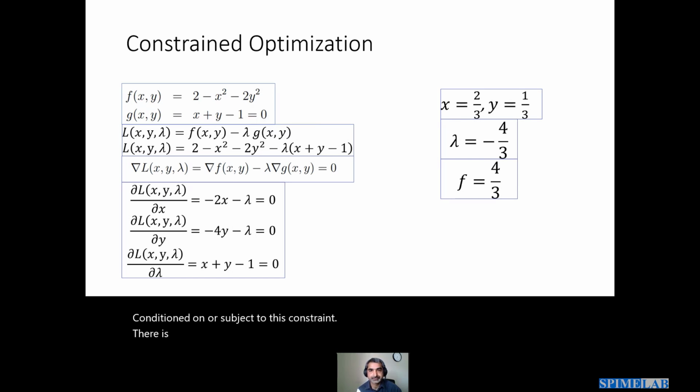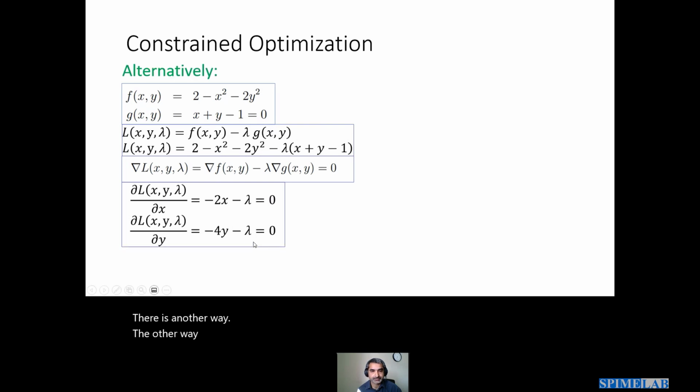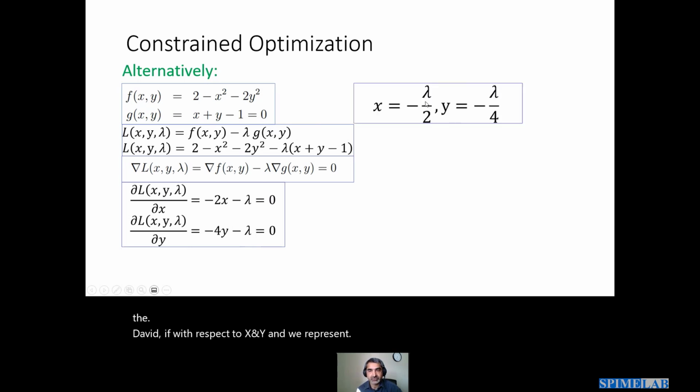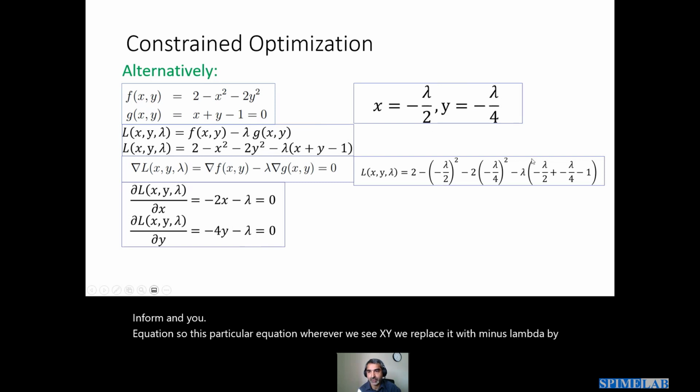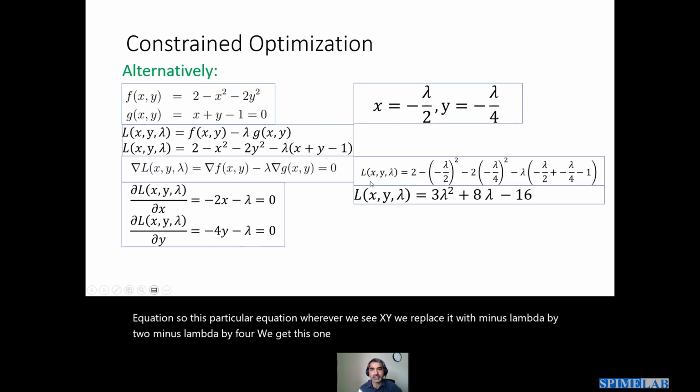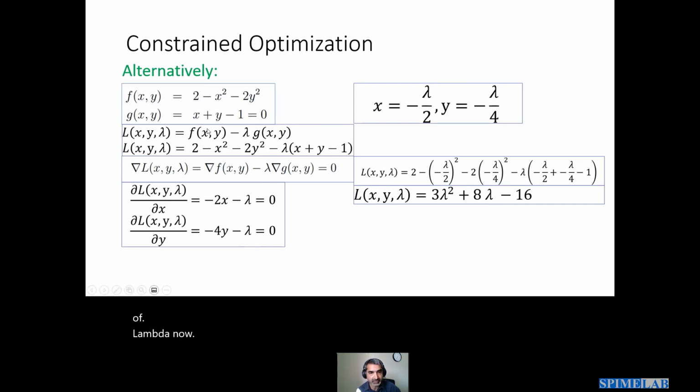There is another way. Instead of taking partial derivatives of the Lagrangian with respect to x, y, and lambda, we just look at the derivative with respect to x and y. And we represent x and y in terms of lambda and form a new equation. So in this equation, wherever we see x and y, we replace them with minus lambda by 2 and minus lambda by 4. We get this one. And this equation is only in terms of lambda now. So the original variables x, y are now eliminated.